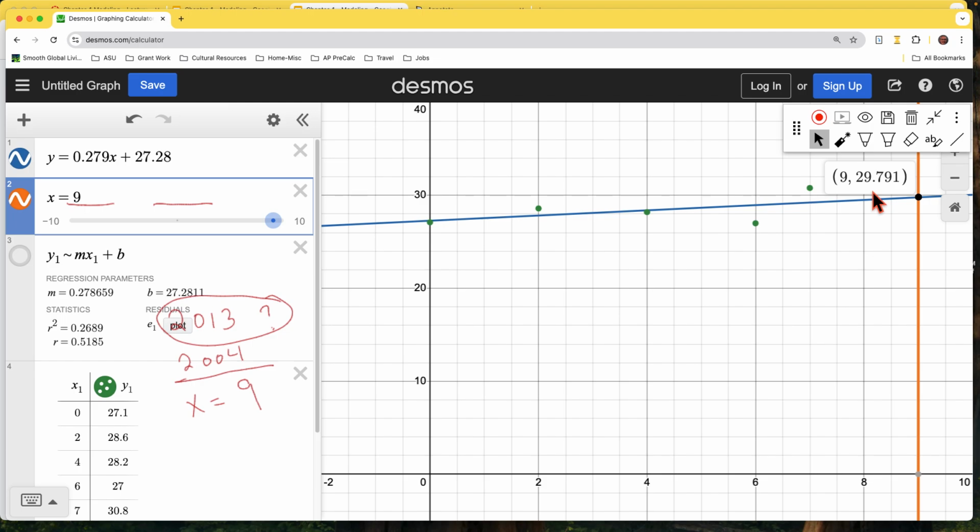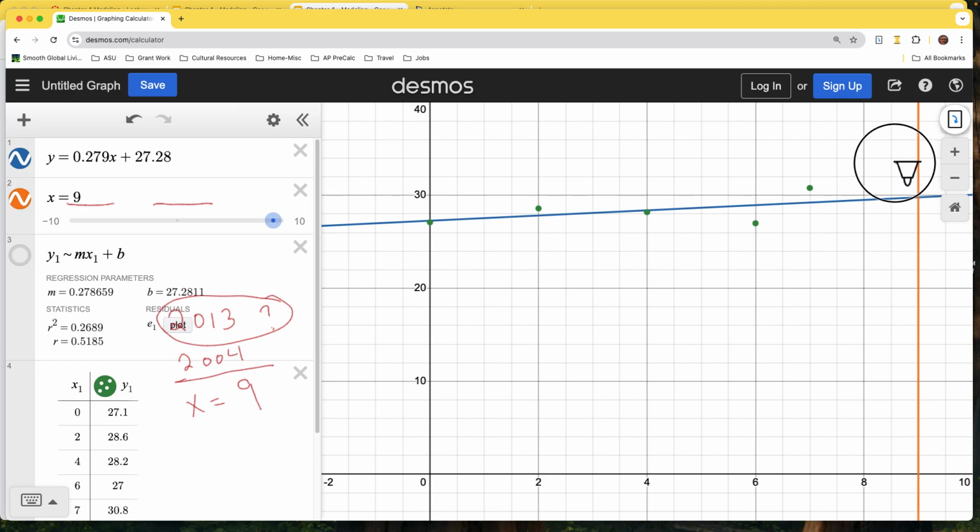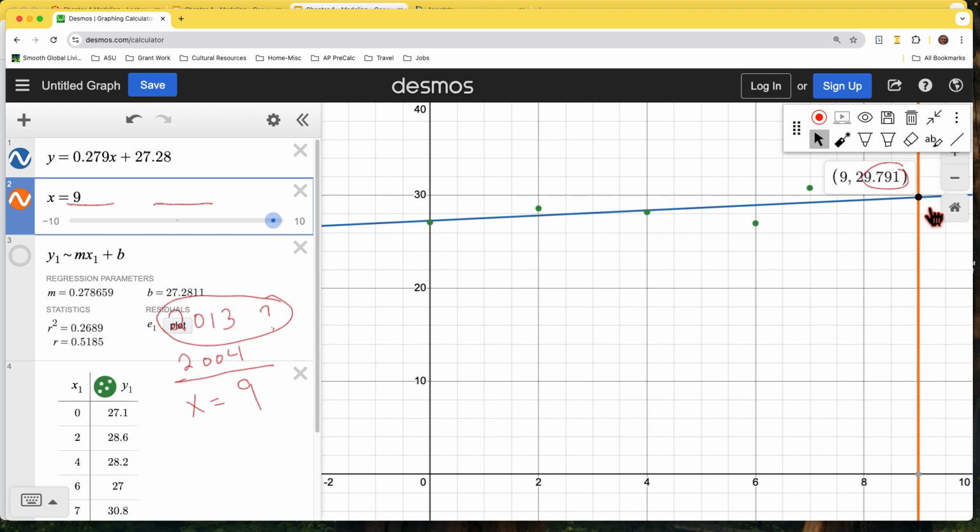Okay. So again, here we get our answer. That's our y value. Now we also could have plugged in 9 to the equation itself and done it with a calculator. We would have got the same answer. You could do that, but I like doing it graphically because you can just see it. It's a visual way of doing math. So it's your choice how you want to do these homework problems.